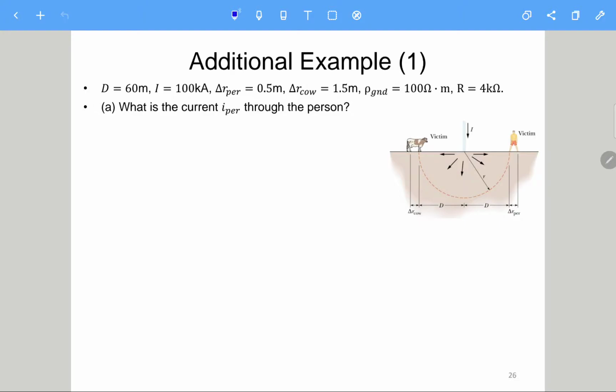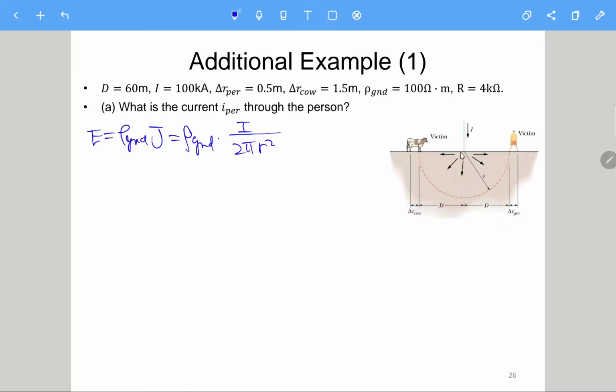So this is a very interesting problem. First we have E equals rho gram J, where rho gram equals I over 2 pi r squared. Because this is the cross section, we assume all the current goes to this point and then spreads through this hemisphere. So the current density going through the hemisphere is I over 2 pi r squared.